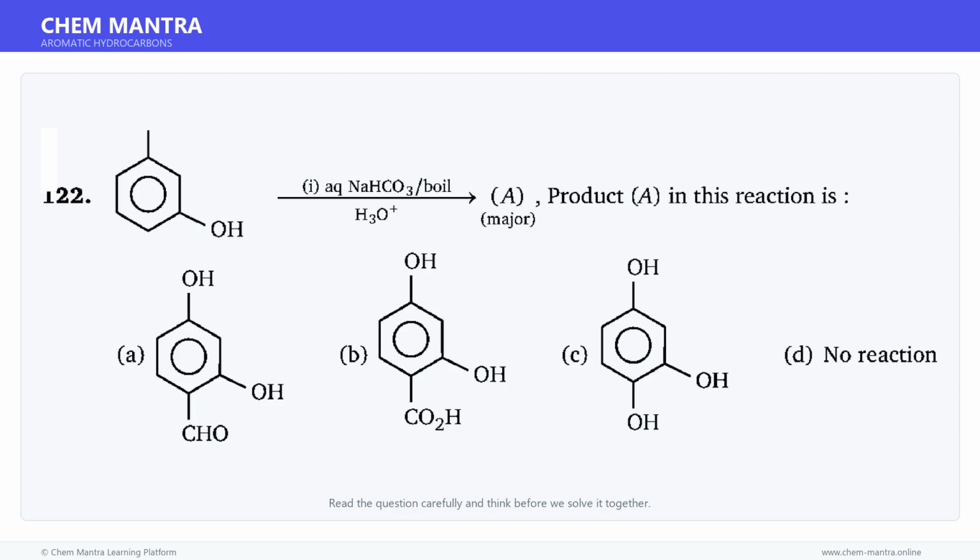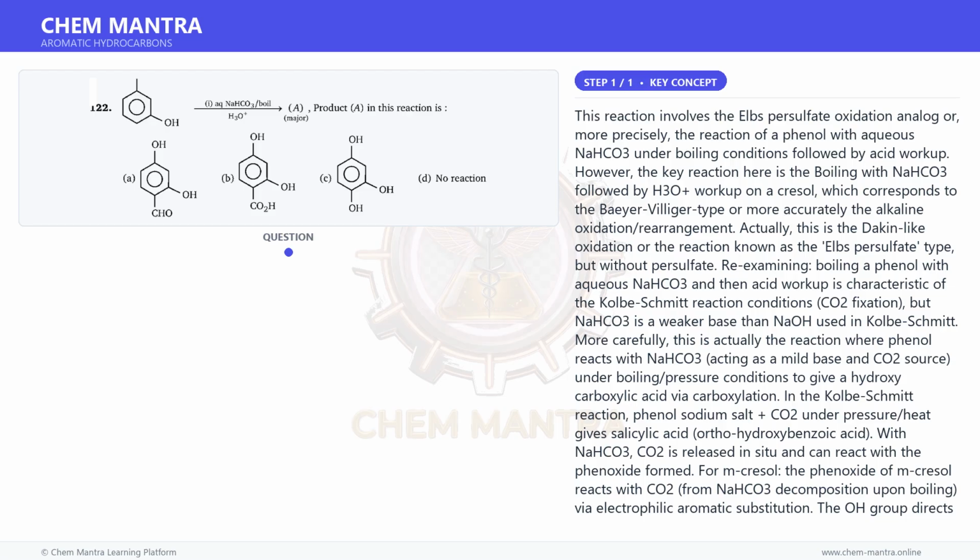Here is a question. Read it carefully and think about the answer. Let us solve it step by step. Let us first understand the key concept here. This reaction involves the ELBS persulfate oxidation analog, or, more precisely, the reaction of a phenol with aqueous NiHCO3 under boiling conditions followed by acid workup.